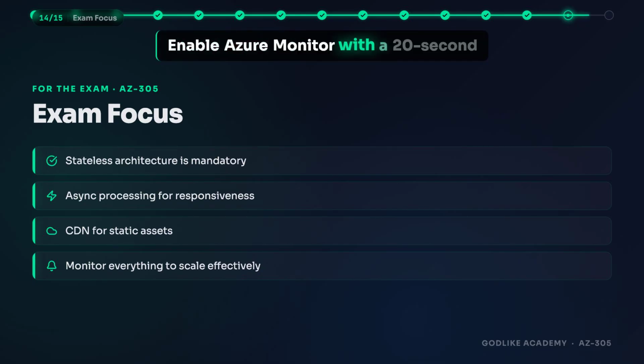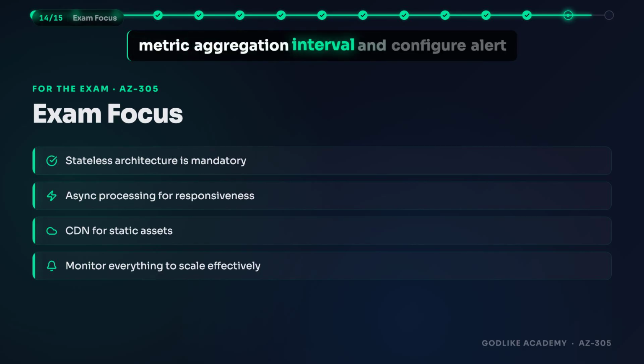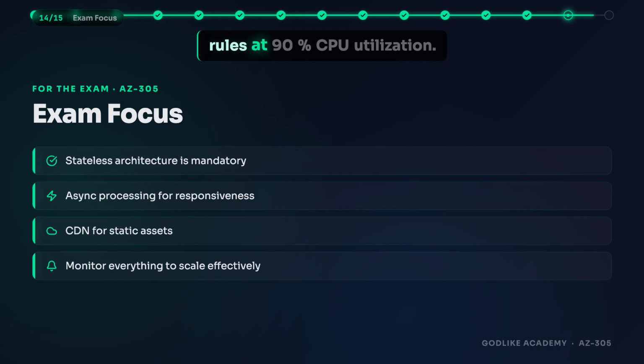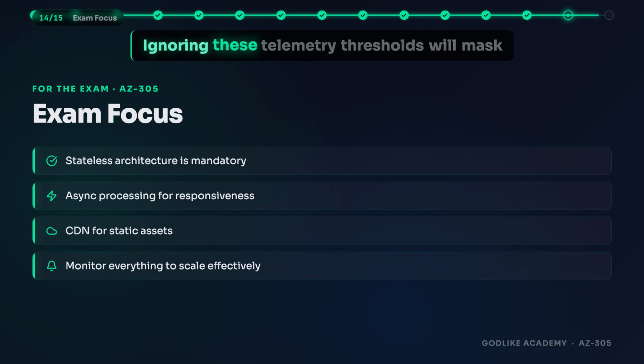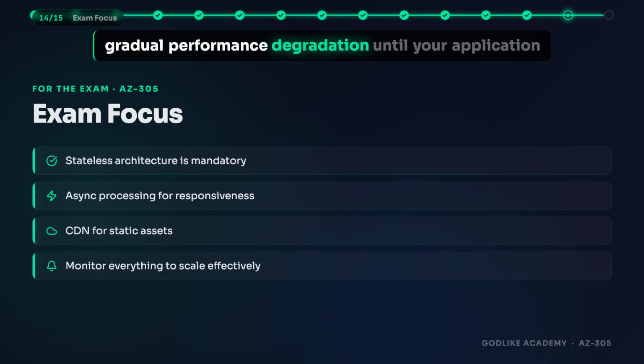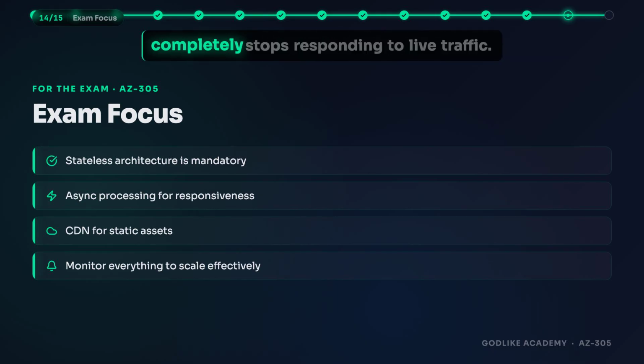Enable Azure Monitor with a 20-second metric aggregation interval and configure alert rules at 90% CPU utilization. Ignoring these telemetry thresholds will mask gradual performance degradation until your application completely stops responding to live traffic.